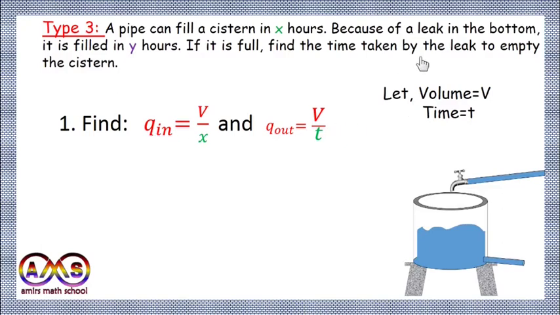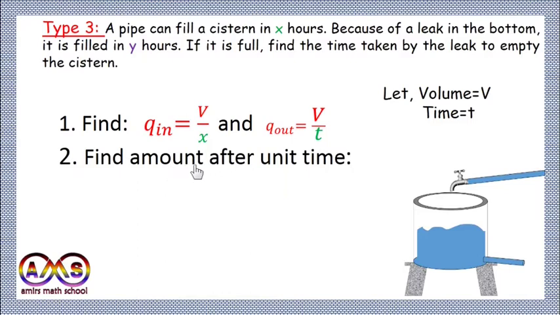And we let the time taken by the leak to empty the cistern be T. So the Q out is V by T. That is, the leak needs T time to empty the full tank, that is the full volume of the tank. That's why Q out equal to V divided by T. We are going to find the value of T.